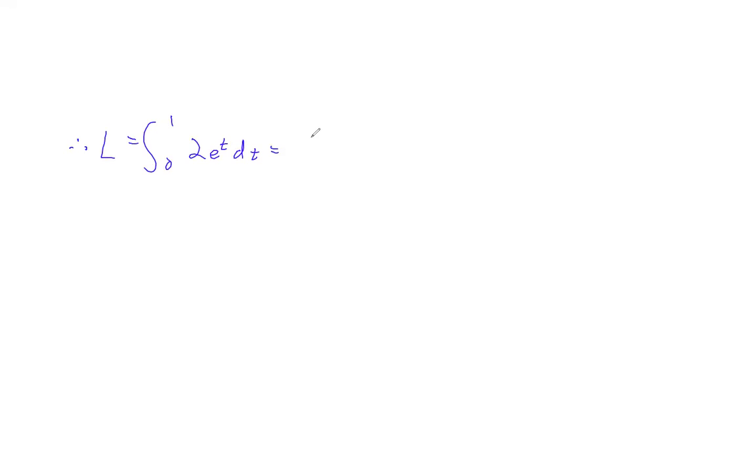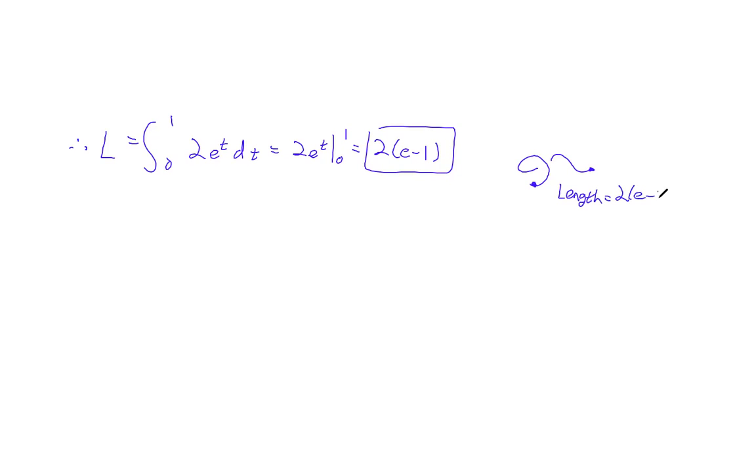And that's easy enough to calculate. That's just 2e to the t evaluated from 0 to 1. In other words, that's 2 times e minus 1. That's the length. I don't know what exactly this curve looks like, but it's going to be some kind of weird curve. And its length, we now know. Length of that curve is 2 times e minus 1.